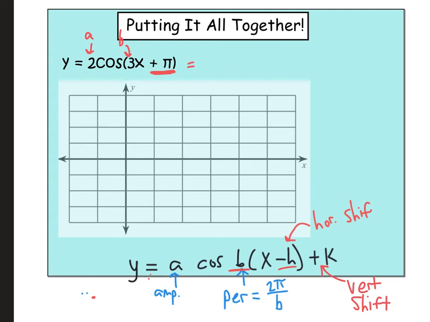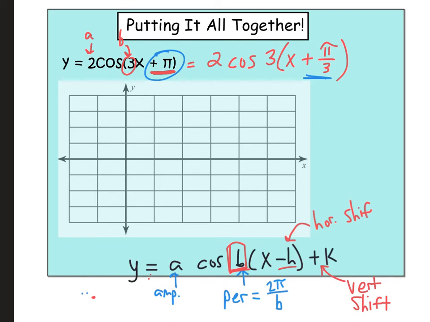Sometimes it's written this way and sometimes it's not. But this correctly should be written with a 3 out front, factored out. So if we divide the 3 out of the x, it becomes just x. And if we divide the 3 out of the pi, it would need to become pi over 3. So I factored out that 3 right here to get it in the correct spot, because the horizontal shift on this one is really pi over 3, not pi. Everything else is set up the way it needs to be.